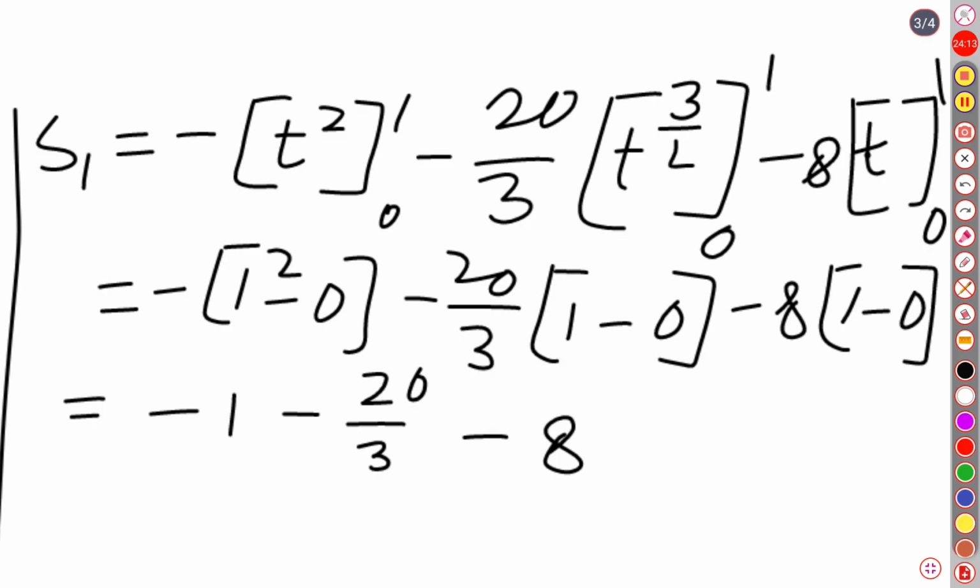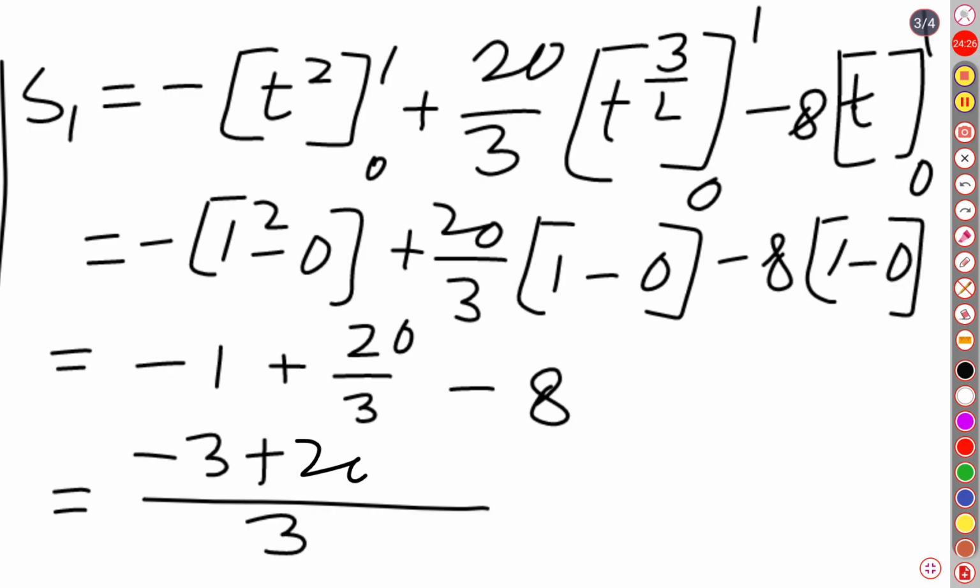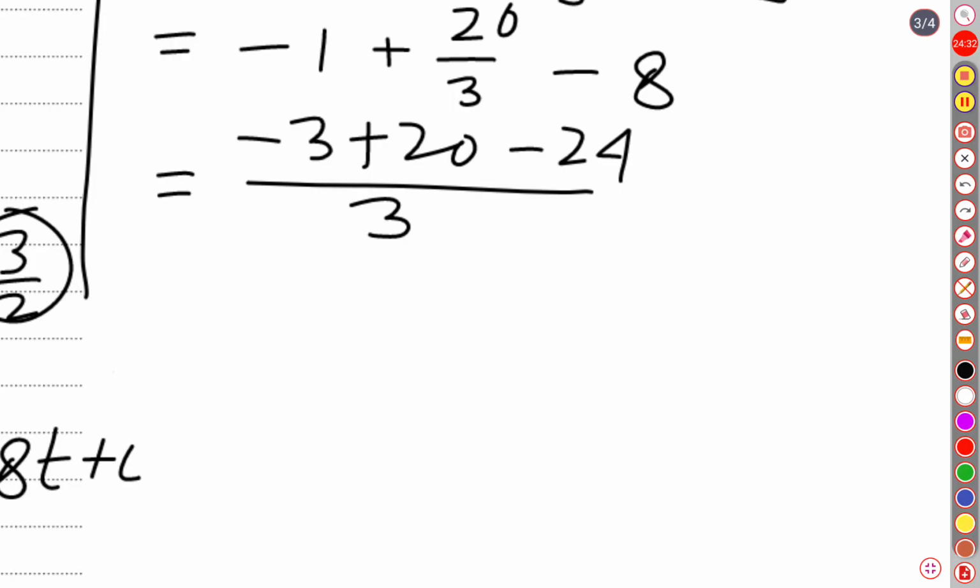Is all of them negative? No, not everyone is negative. This one is actually positive in the integration. So if we find this, it is going to be negative 3 plus 20 minus 24 over 3, which is negative 7 over 3.